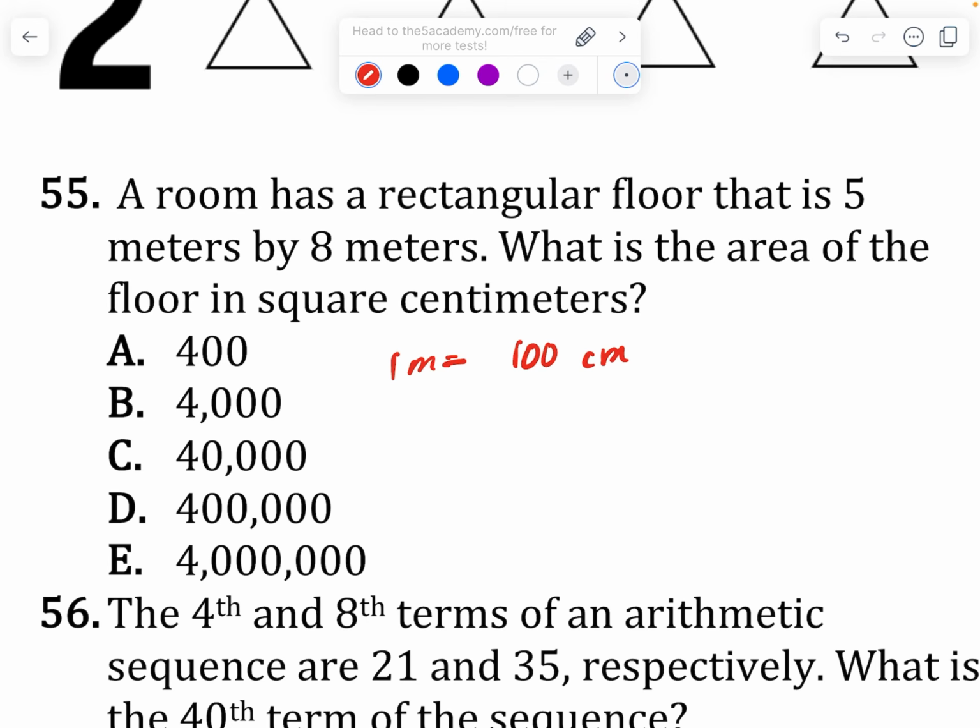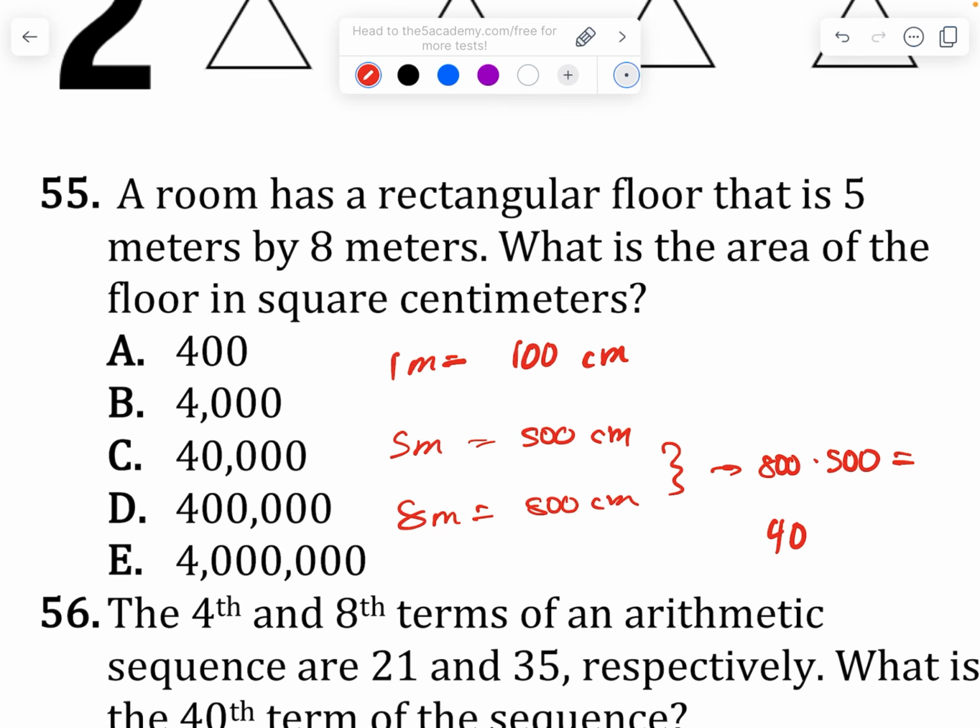The easiest way to do this, first just think, okay, let's first convert 5 and 8 meters to centimeters. So 5 meters is going to equal 500 centimeters. 8 meters is equal to 800 centimeters. Multiply these two together to get area, right? It's rectangular. So we end up getting 800 times 500, just do it in your calculator for sure. We end up getting 4 with 5 zeros after it, centimeters squared.